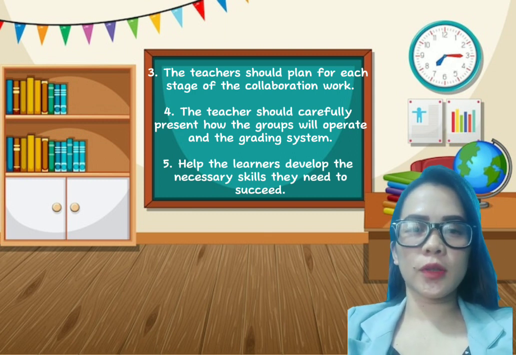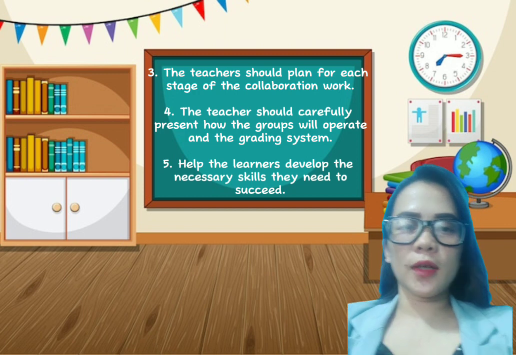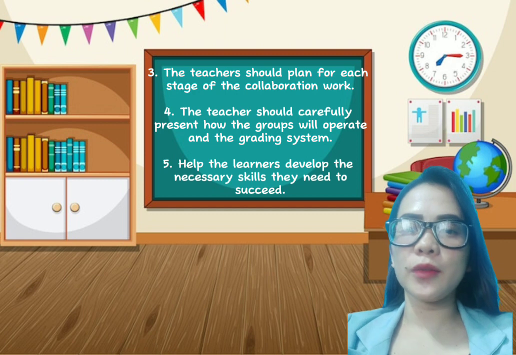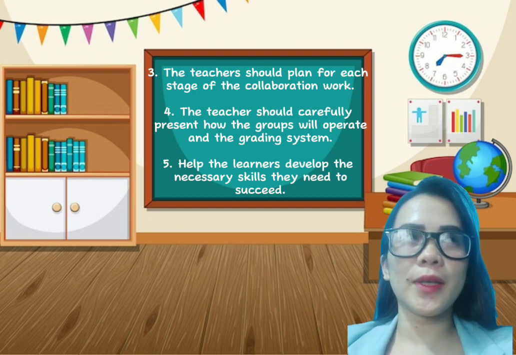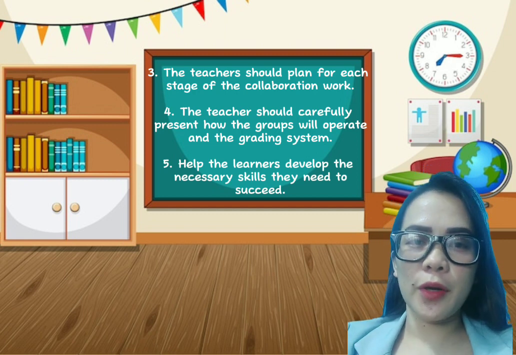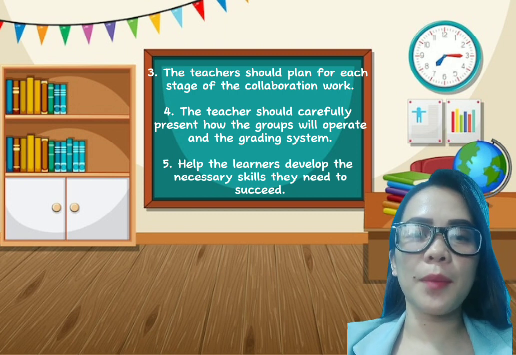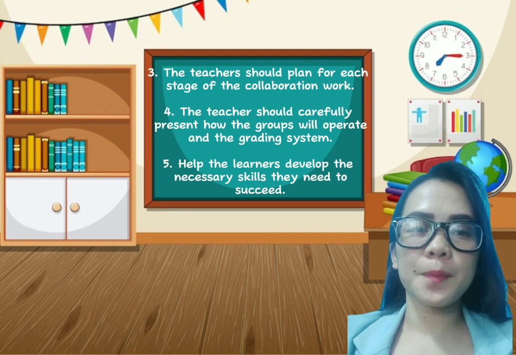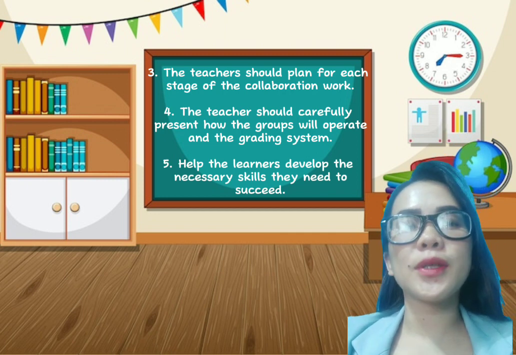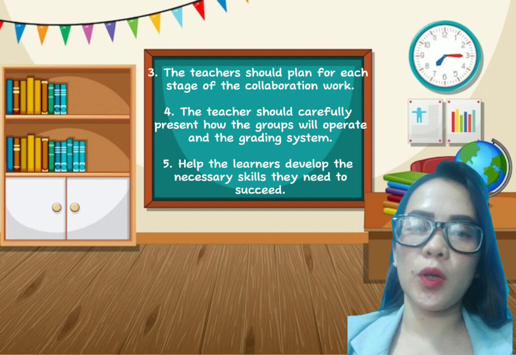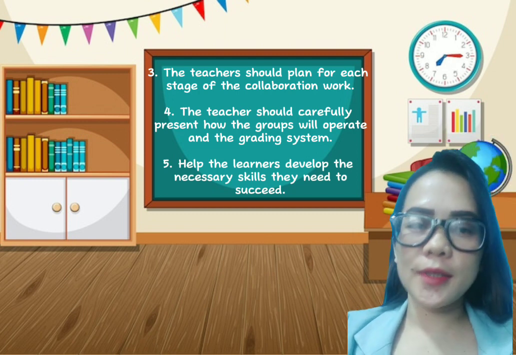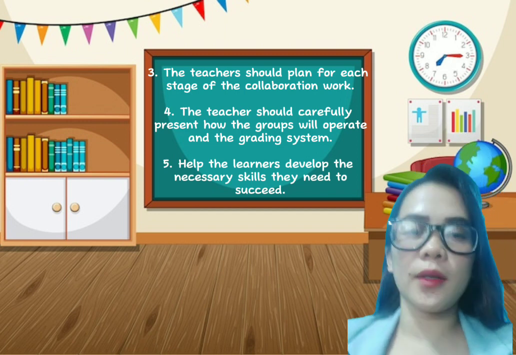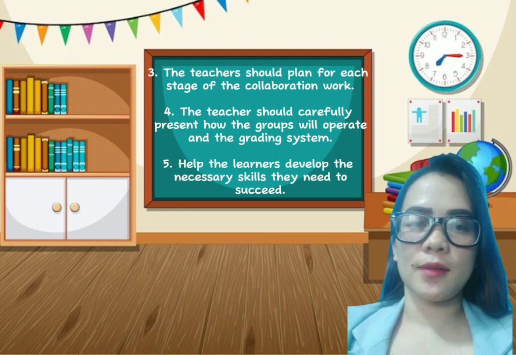Additionally, the teacher should transparently communicate the grading system, including how individual and group contributions will be evaluated to ensure fairness and accountability among students. Clarity in these aspects helps establish a conducive environment for effective collaboration and ensures that students understand what is expected of them in the collaborative process.